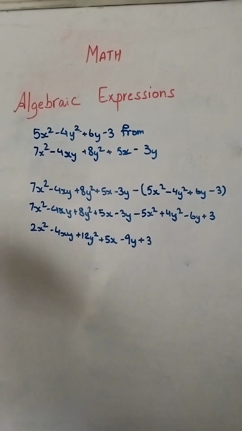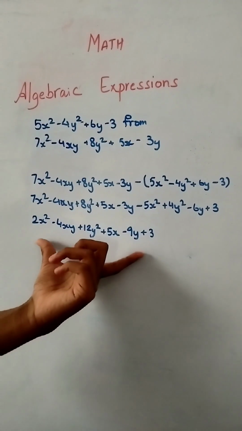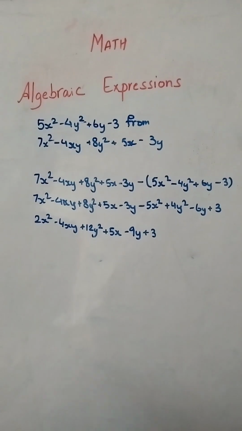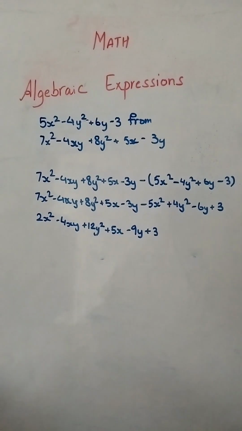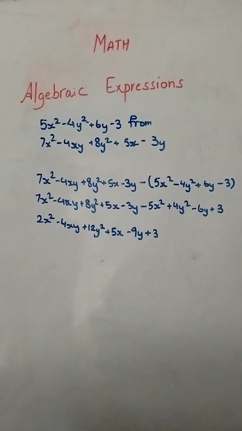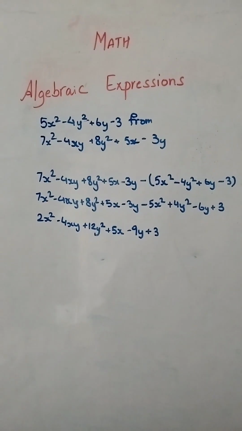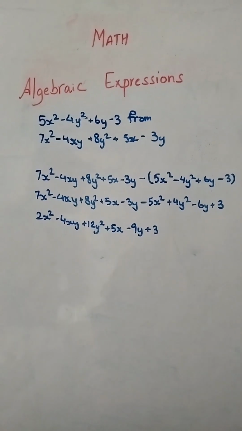Now you can see this very complicated string has been simplified into this very small but very understandable answer. So this is practically what algebraic expression subtraction is. So now let's move over to multiplication of two different algebraic expressions.